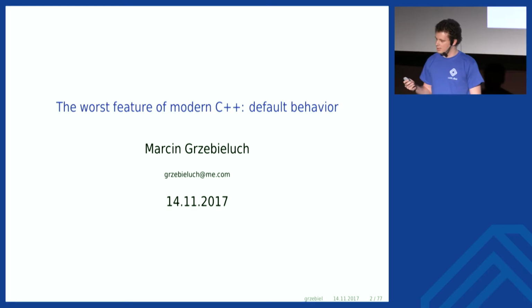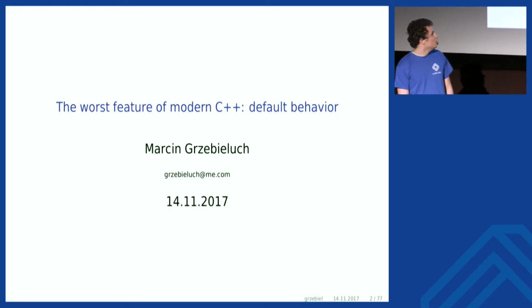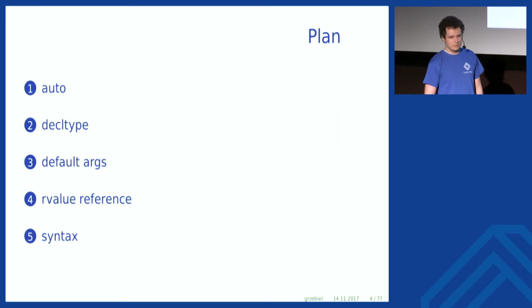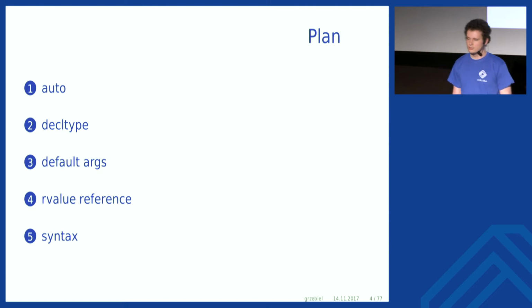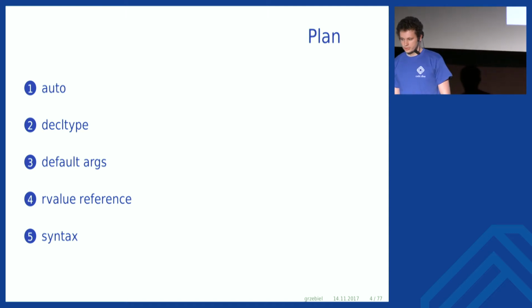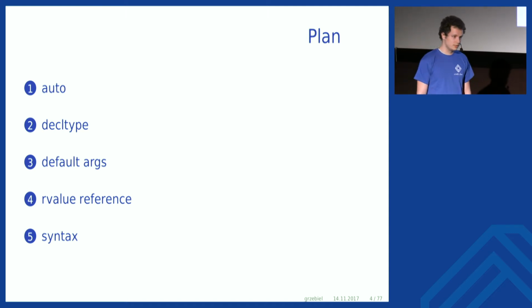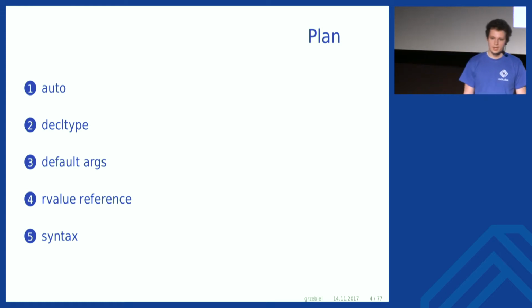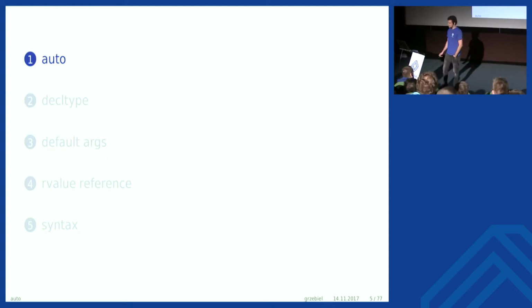Okay, so according to the plan, because there are a lot of weird behaviors of C++ and we have only an hour, I will be focusing on these 5 little features. Most of them were introduced in C++11, but some of them come from older standards. And let's dive directly into the first one.